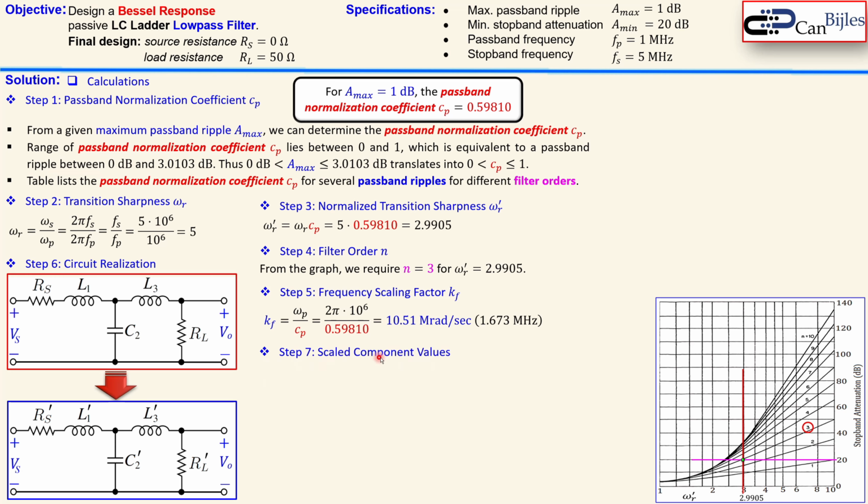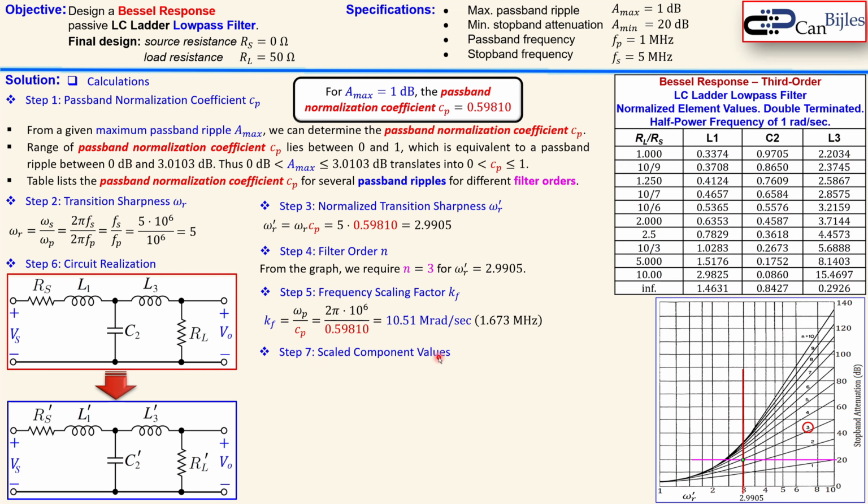So we need to go for the scaled component values, and for that we will bring up this table where you see the Bessel response specific for third order, because that's what we needed. Because you also have it for fourth order and fifth order, for example, different values. It is still LC ladder low pass filter, normalized values, and it says still double terminated. Of course, we will go for singly terminated, but you can also use it for double terminated here for specific ratio of your load and the source resistor. And it is also designed for half power frequency of 1 radians per second.